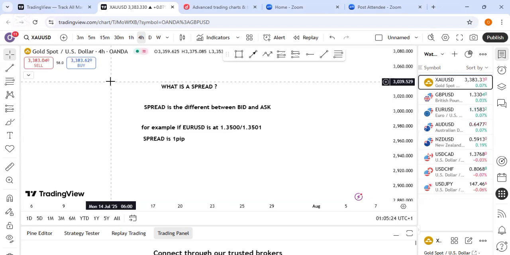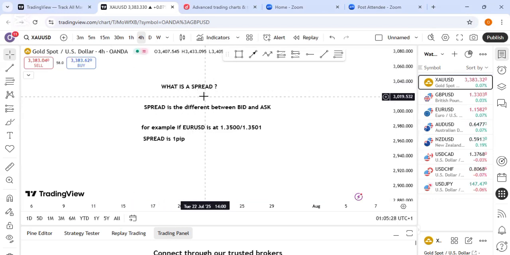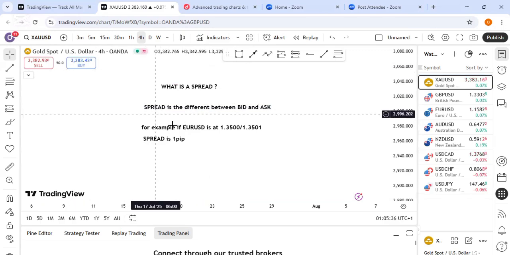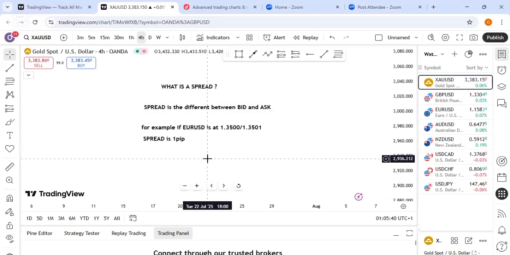So let's dive into what we want to learn today. We're going to be talking about spread. In our previous trading class, I talked about bid and asking price. And I said you're going to know the importance of the bidding price and the asking price when we get to the spread. And here we are, the spread class.